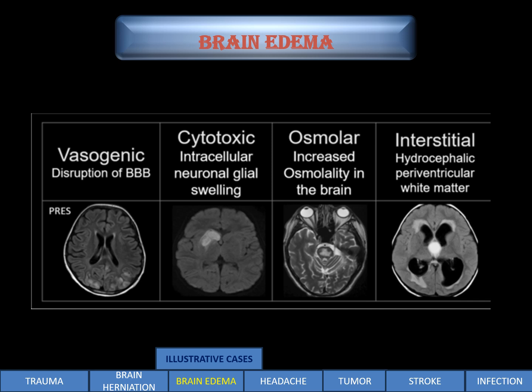This is easily picked up in case of an MRI brain. Here we are able to see a vasogenic edema, cytotoxic edema, osmolar edema involving the brain stem or the pons, and interstitial edema which appears as a periventricular ooze.